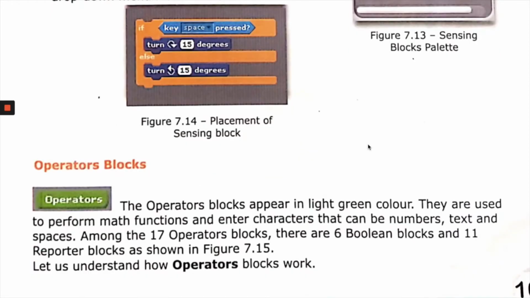Next is operator blocks. The operator blocks appear in green color. They are used to perform math functions and enter characters that can be numbers, text and spaces. Among the 17 operator blocks, there are 6 boolean blocks and 11 reporter blocks. Reporter blocks are shown in figure 7.15, and let us understand how the operator blocks work.